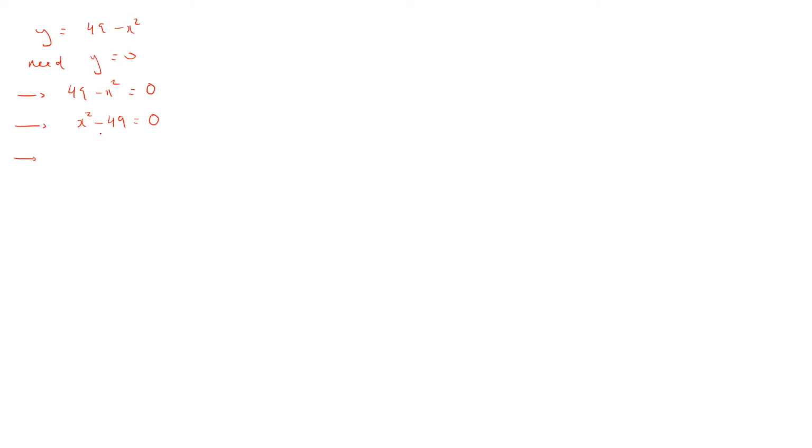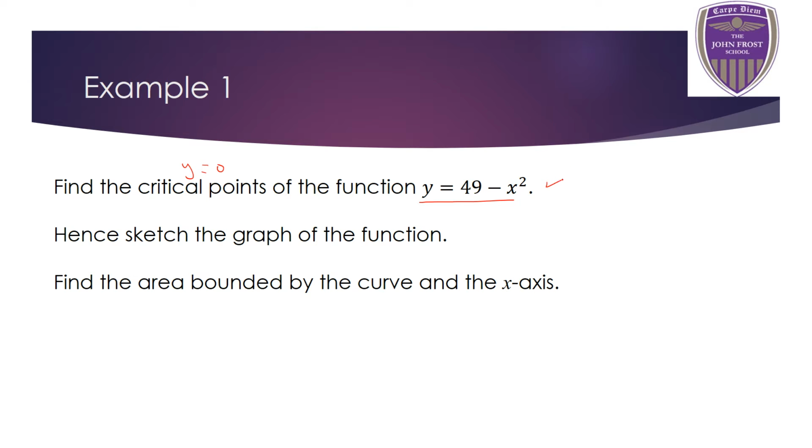Now look, it's my old friend, the difference of 2 squares. So this factorizes to this. And this means that x equals -7 is one critical point, and x equals 7 is the other critical point. Done that. Now sketch the graph of the function.